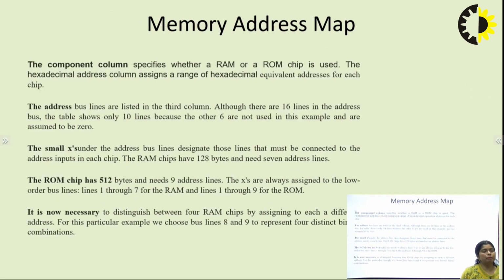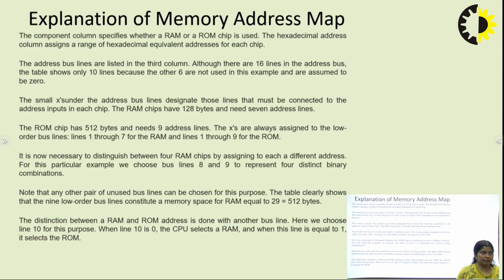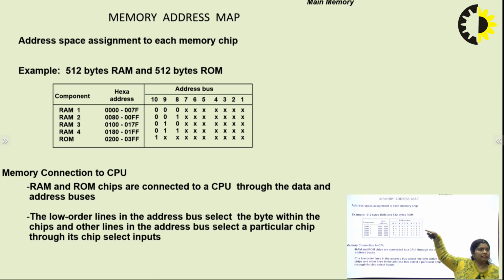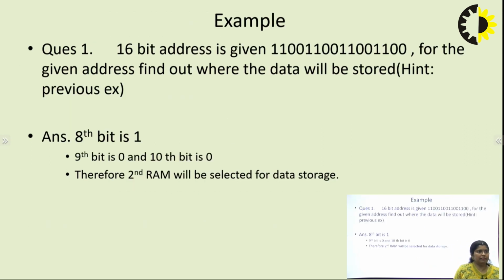So we can conclude that the memory address map defines all the ranges of addresses. And using bits 1 to 10 in combination, the 8th and 9th bits decide which particular RAM or ROM will be selected. This is a simple example: if a 16-bit address is given, we can find out where the data is going to be stored. First we find the 8th and 9th bits, which are 1 and 0. So 10 means the second RAM will be selected for data storage.